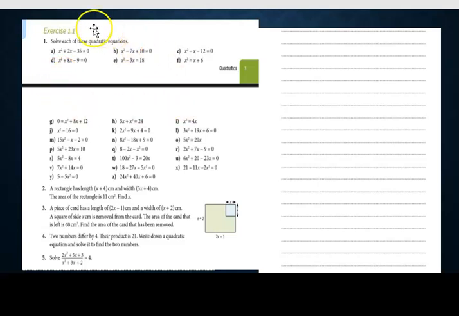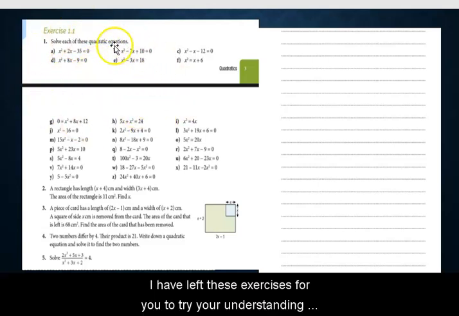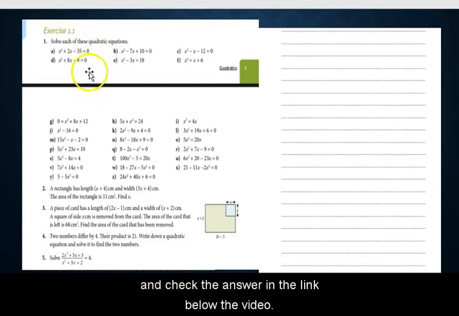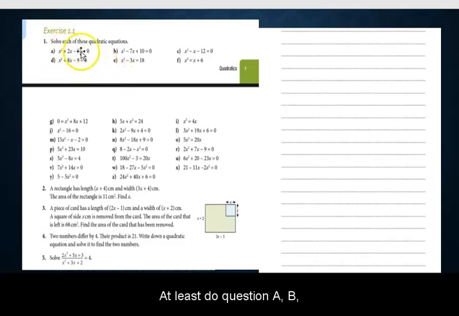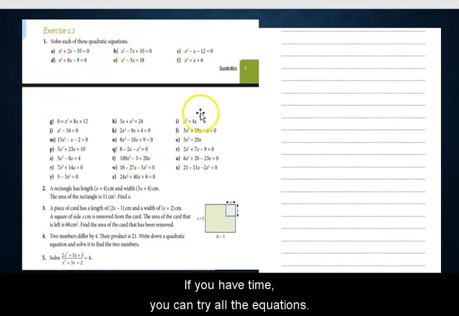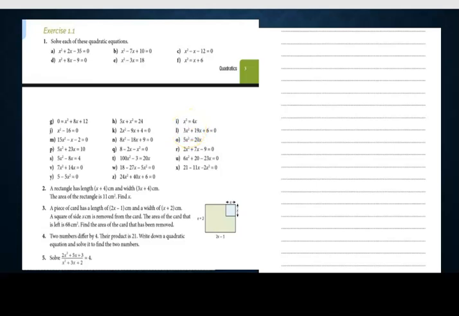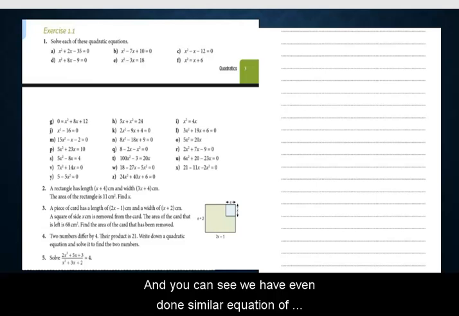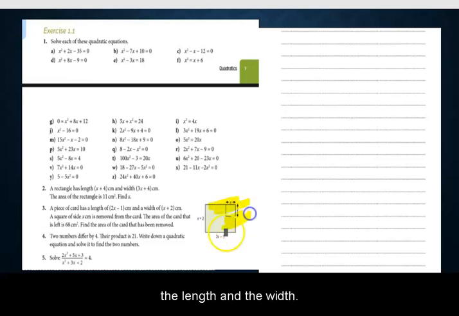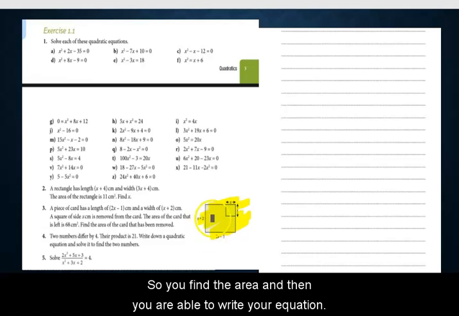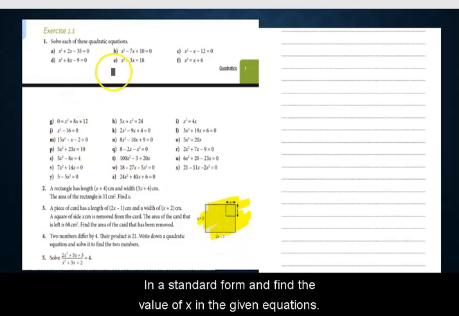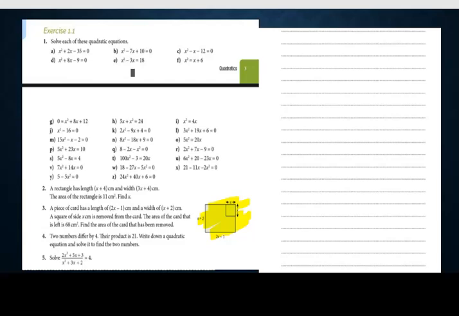Here we have exercises. I have left these exercises for you to try your understanding and check the answer in the link below the video. At least do question A, B, C, D. If you have time, you can try all the questions. And you can see we have even done a similar question of the length and the width. So you find the area and then you are able to write your equation in a standard form and find the value of x in the given equation.